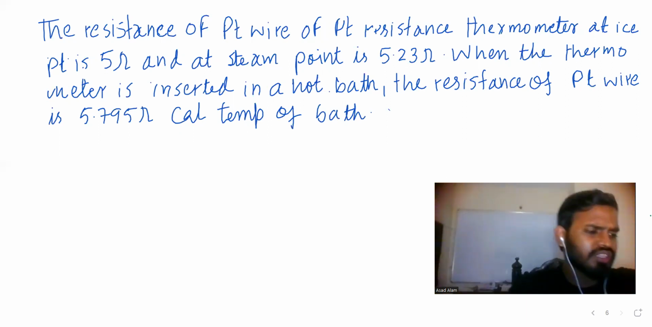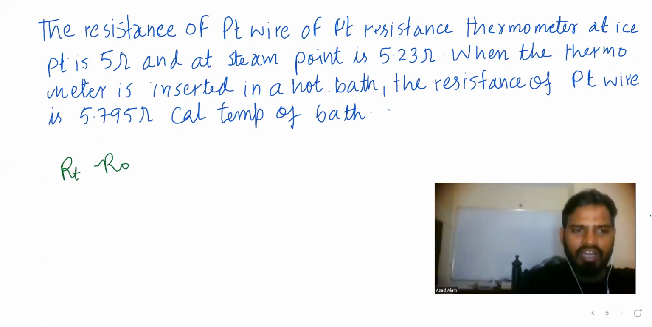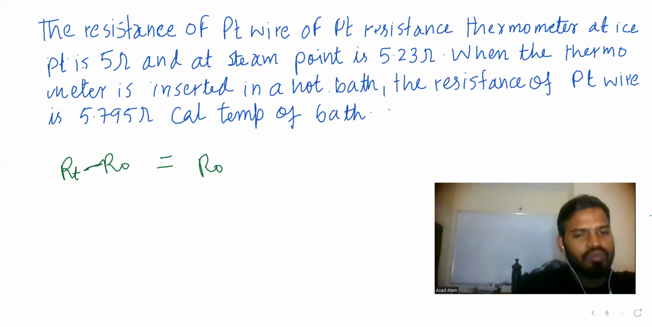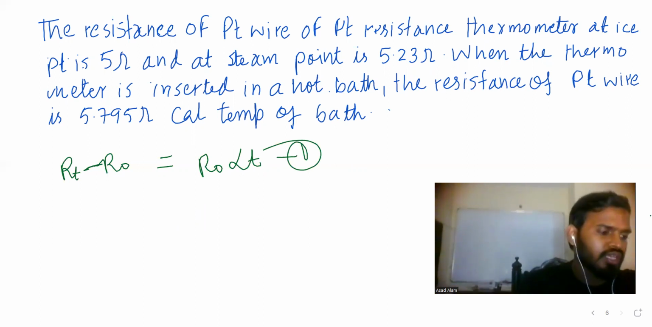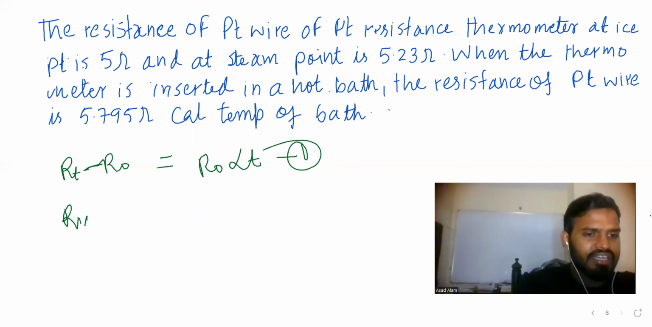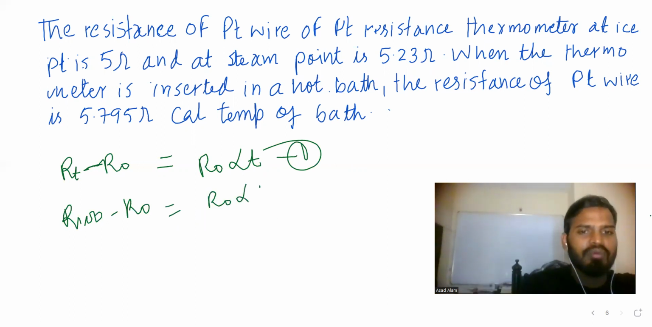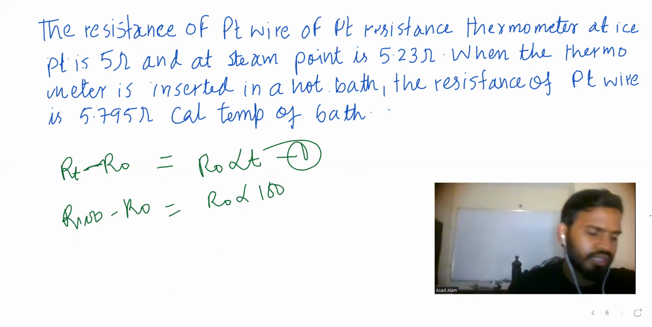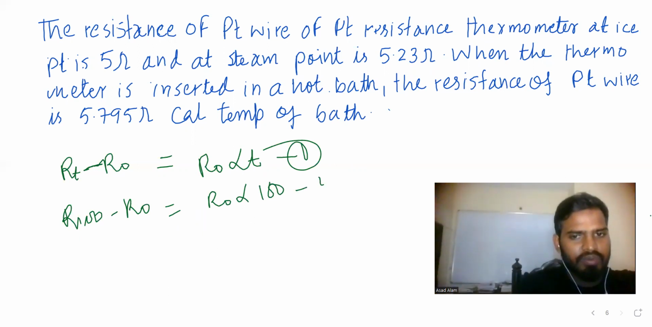So we can do one thing here. The equations remain the same here. RT minus R naught, I took the R naught to this side, and then we can say R naught into alpha delta T. This is the first equation. Second equation, R100 minus again R naught is equal to R naught into alpha T. T is how much here? 100 degrees Celsius, so I wrote that. So this is equation number 2.